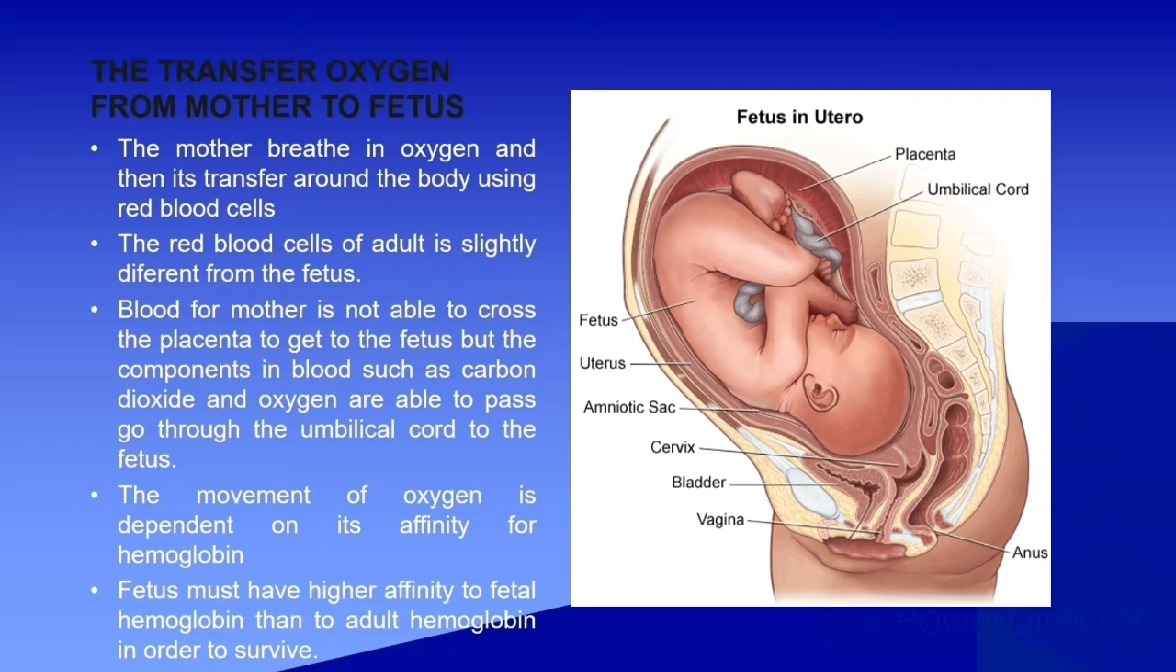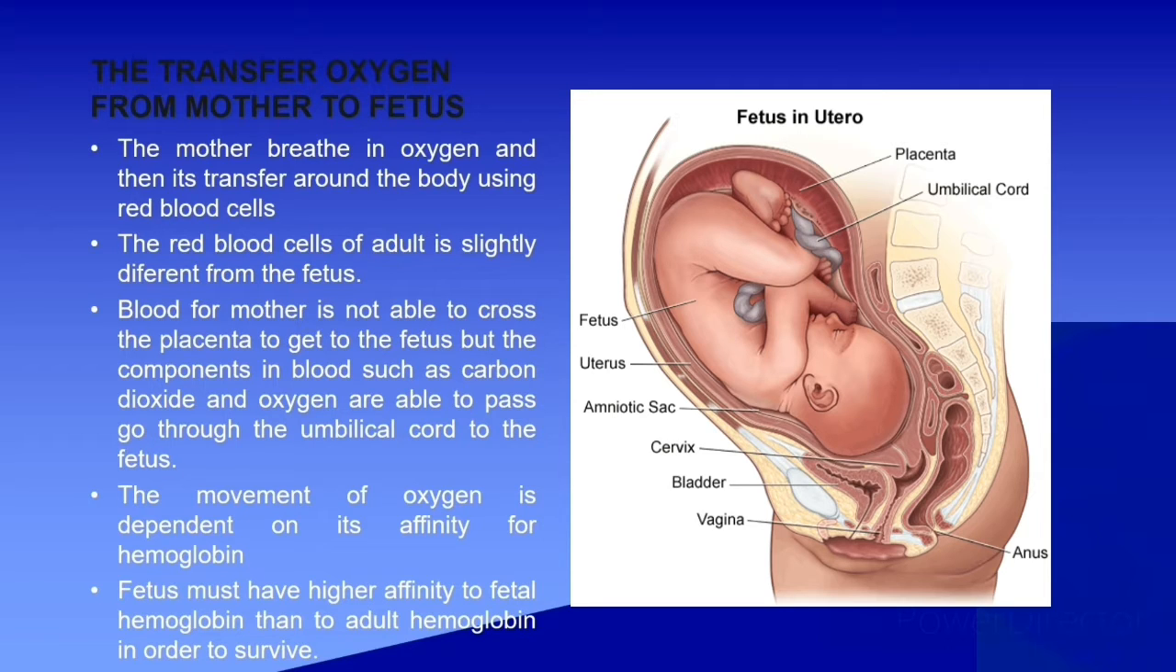Now, the transfer of oxygen from mother to fetus. The mother breathes in oxygen and then it's transferred around the body using red blood cells. The red blood cell of an adult is slightly different from the fetus. Blood from the mother is not able to cross the placenta to get to the fetus, but the components in blood such as carbon dioxide and oxygen are able to go through the umbilical cord to the fetus.